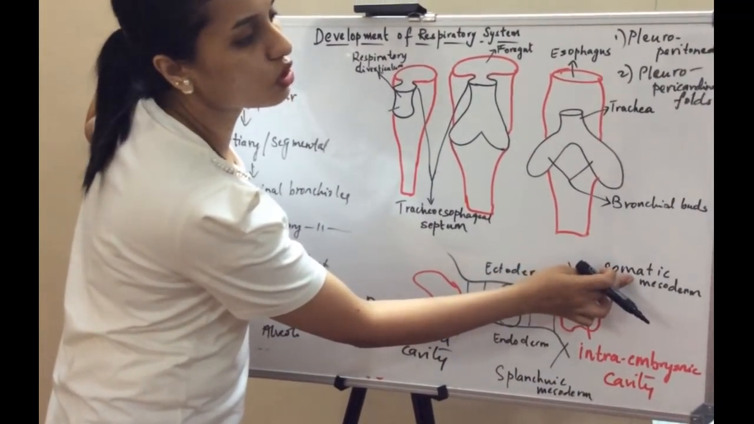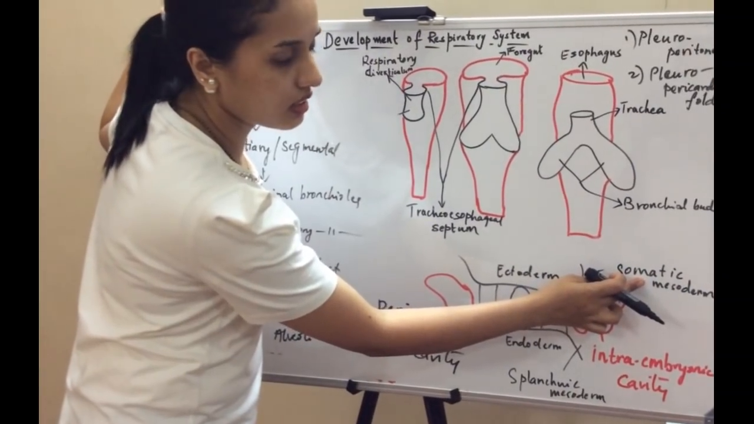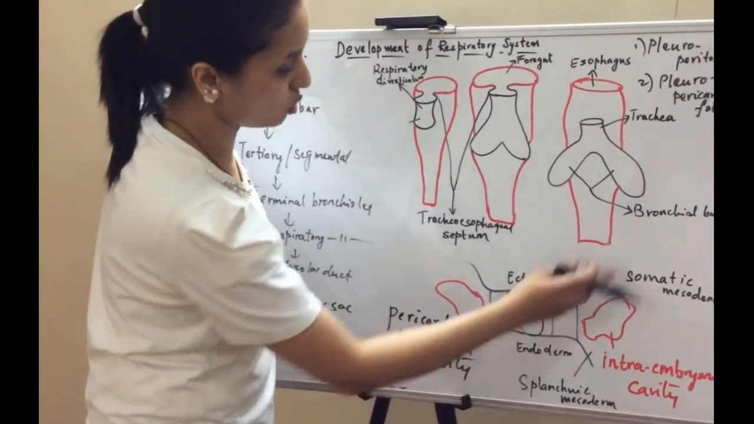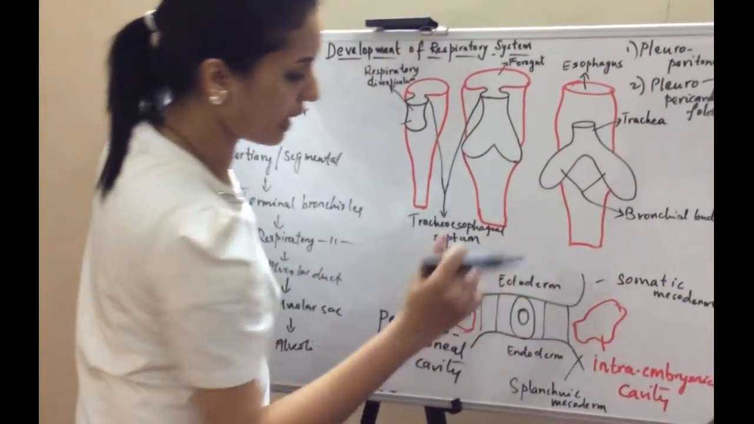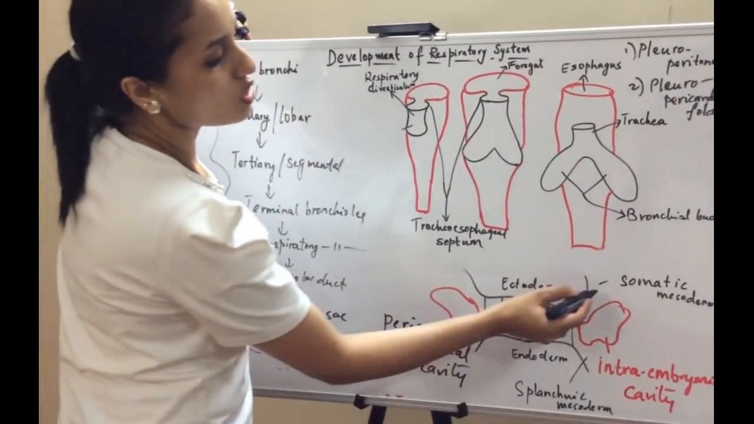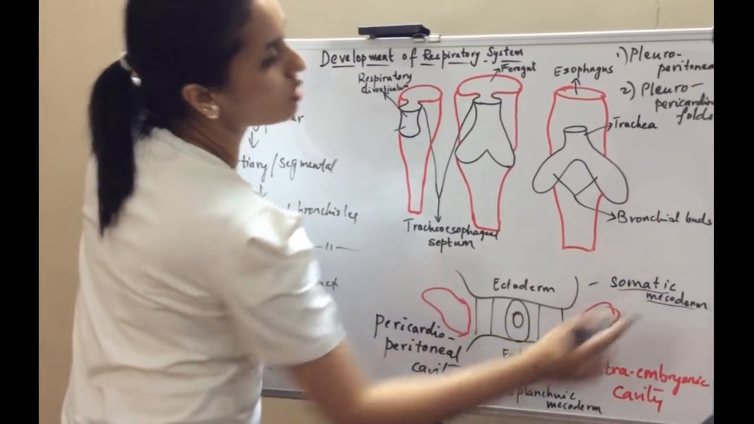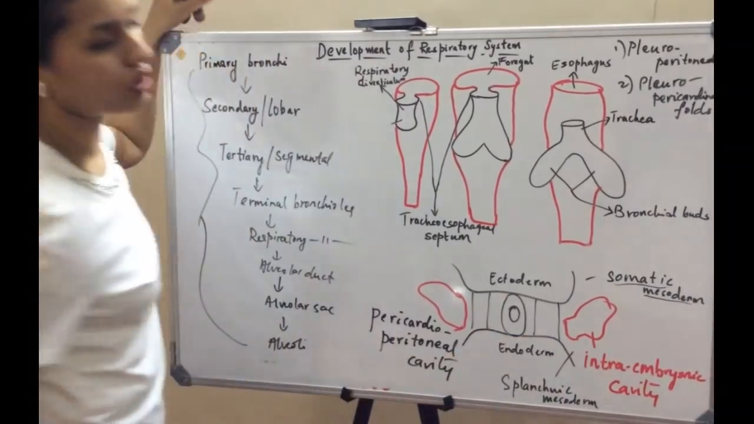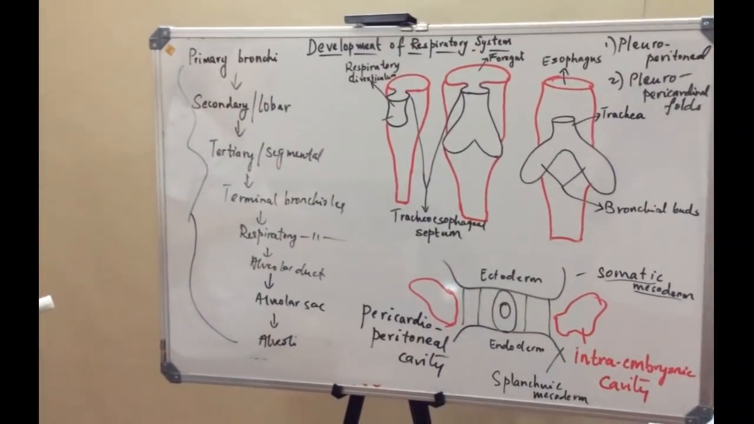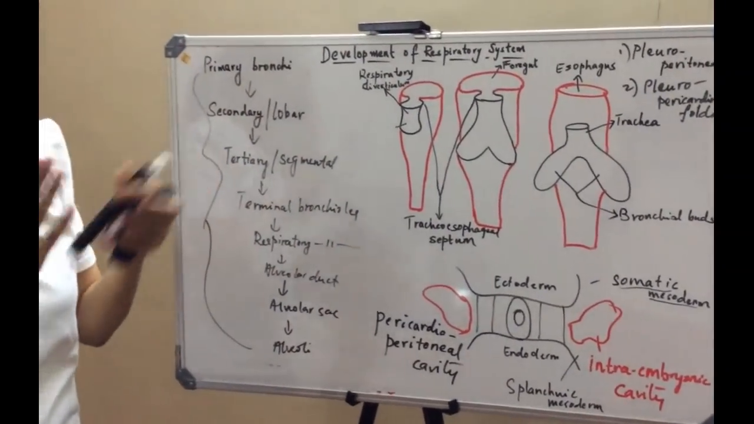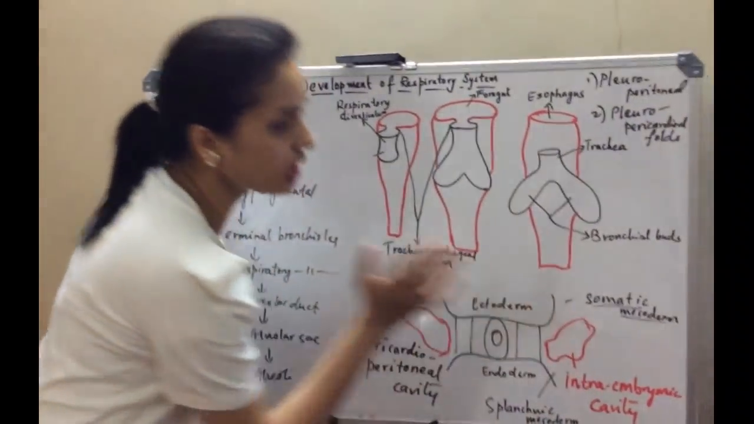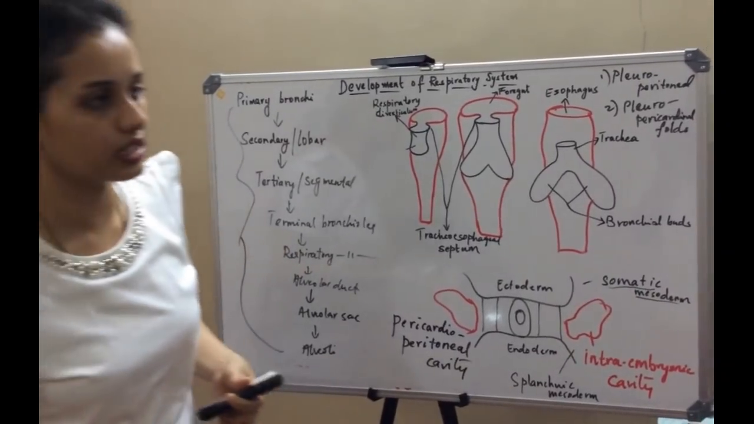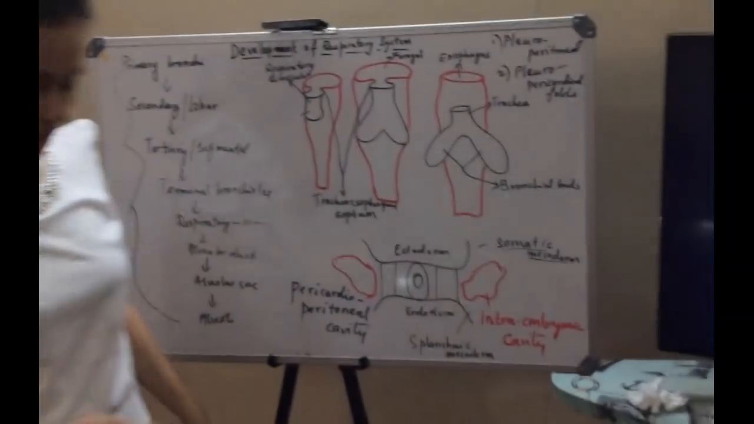Somatic is also called parietal mesoderm, and splanchnic is also called visceral mesoderm, but usually it is called somatic and splanchnic mesoderm. The somatic mesoderm gives rise to the parietal layer of the pleura, and the splanchnic mesoderm will give rise to the visceral layer of the pleura, and the cavity in between these two layers forms the pleural cavity. So this is how the development of the pleural layers, which surround the lungs, takes place.